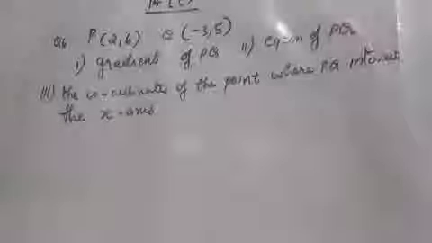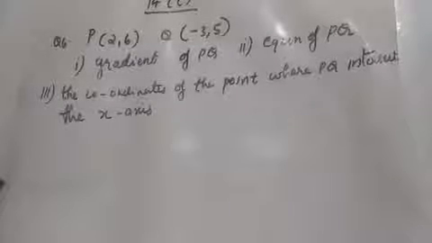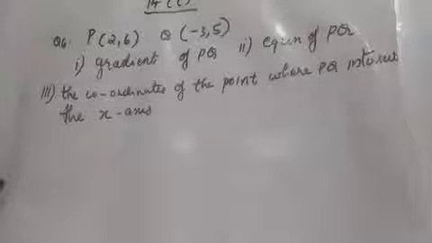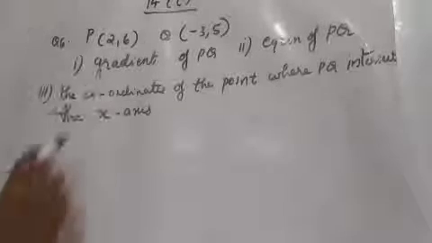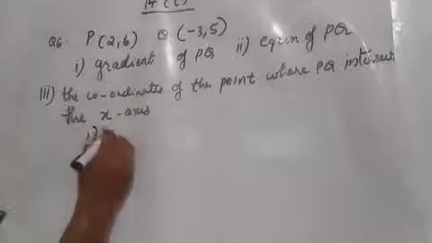6 from exercise 14C. The coordinates of 2 points P and Q are (2, 6) and (-3, 5). Find the gradient of PQ. What do you mean by gradient? Yes, slope. First question is to find the slope.